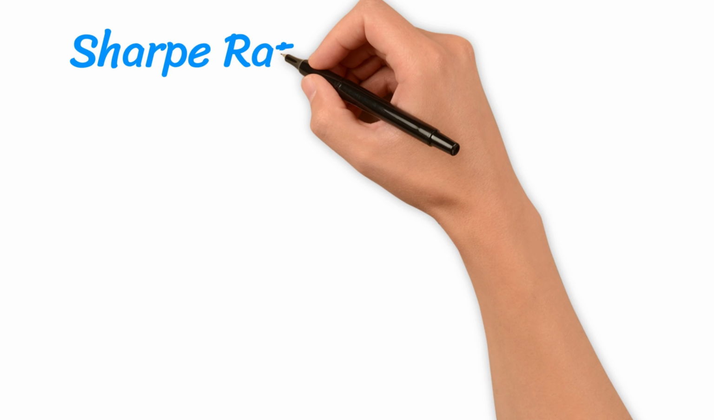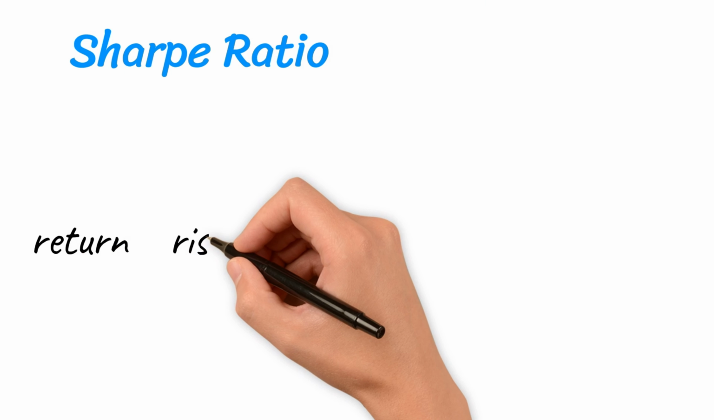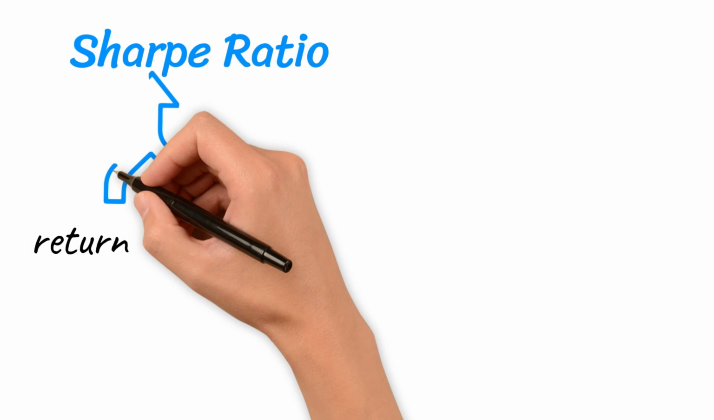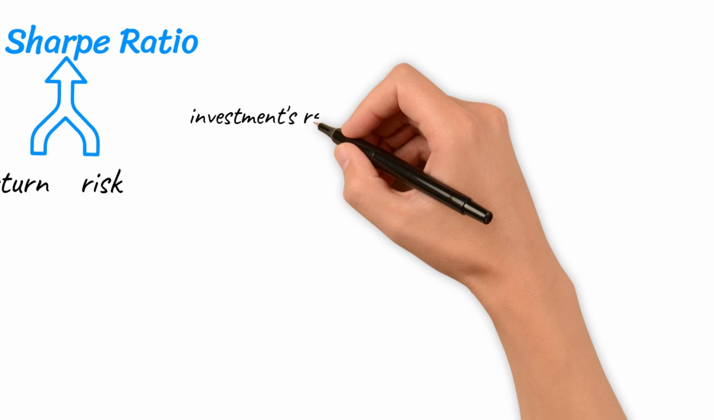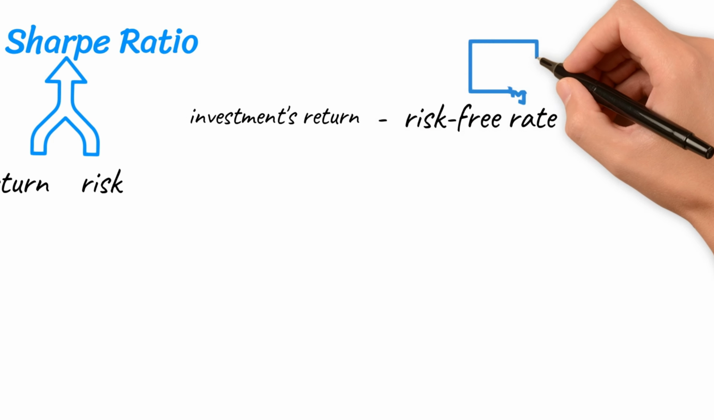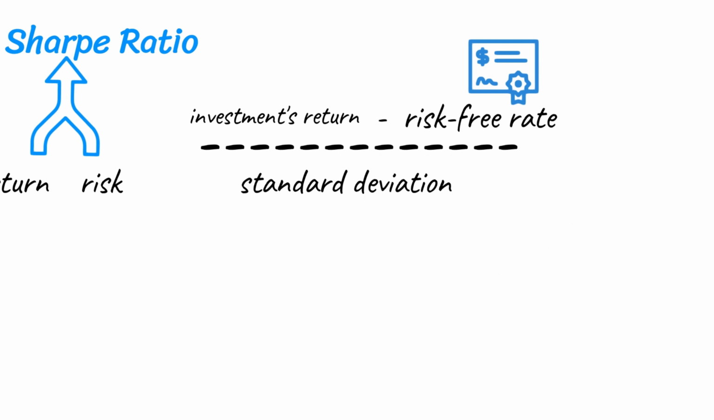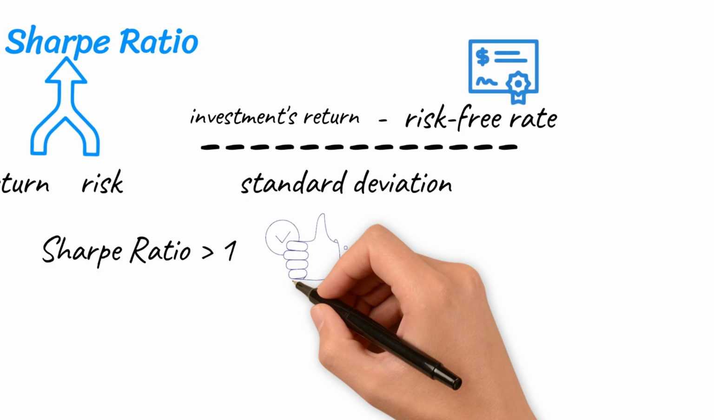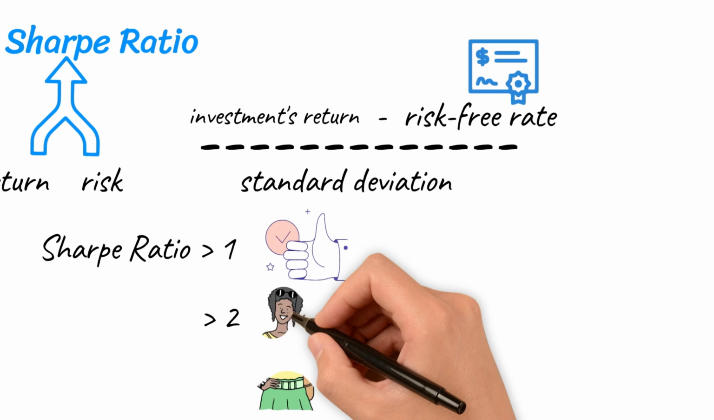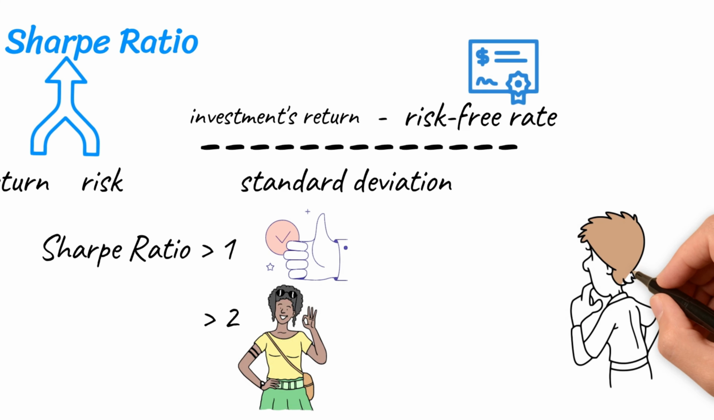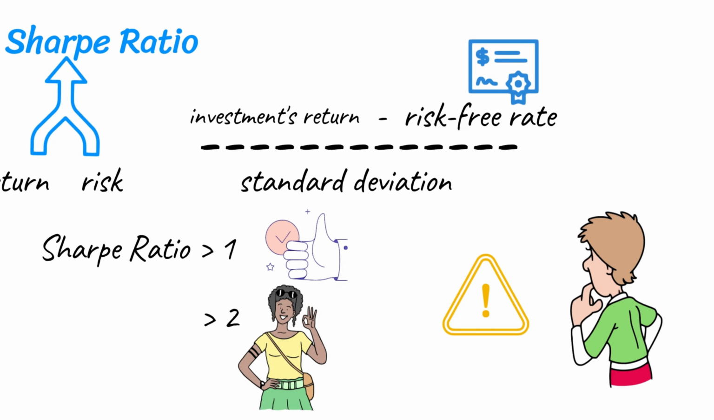The Sharpe ratio combines return and risk into one elegant number. Take the investment's return, subtract the risk-free rate, typically the return on government bonds, and divide by the standard deviation. A Sharpe ratio above 1 is generally considered good. Above 2 is excellent. It answers: how much return am I getting per unit of risk taken?